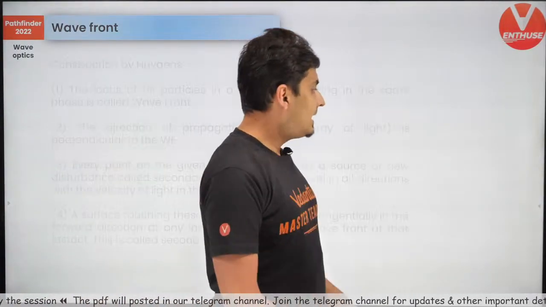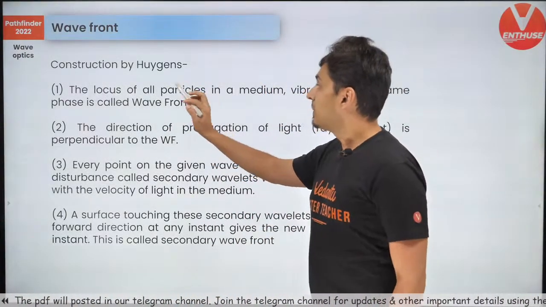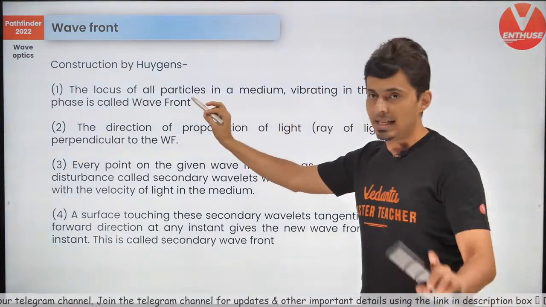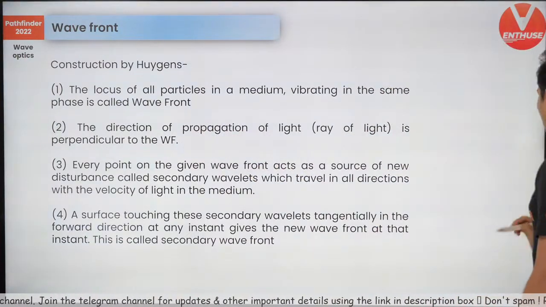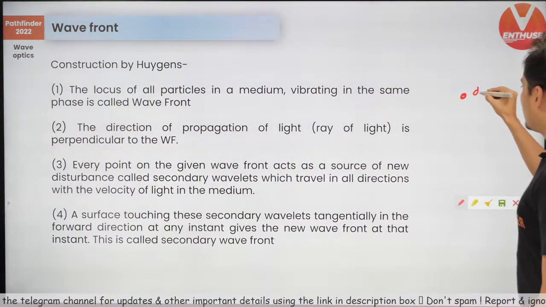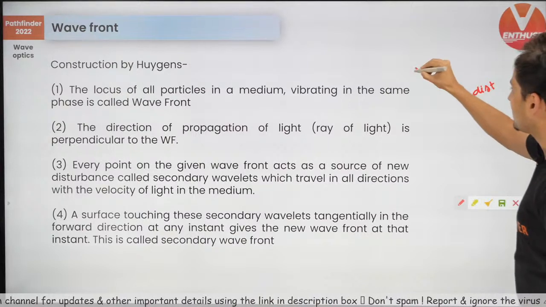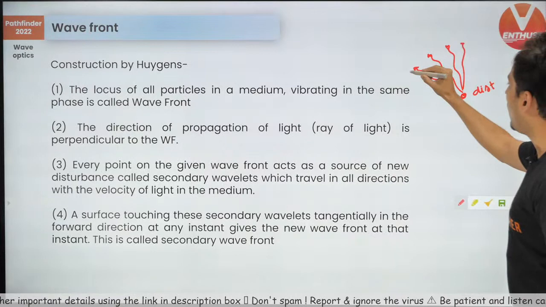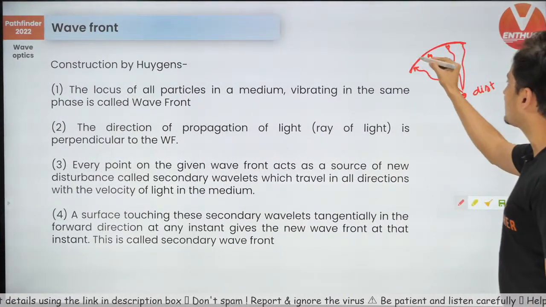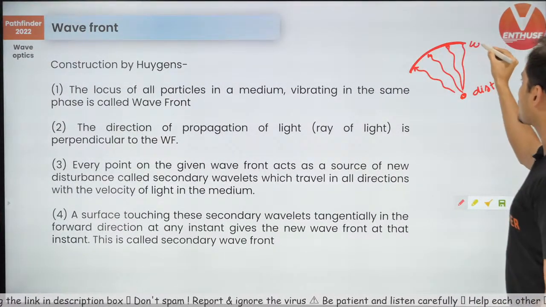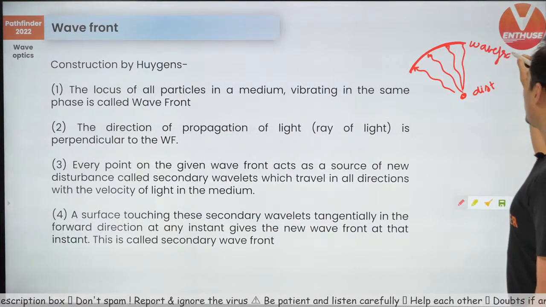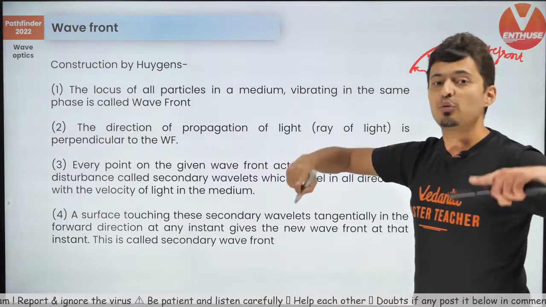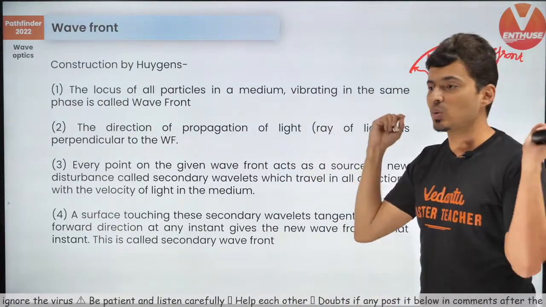Now, this is what Huygens also said. He said that the locus of all the particles of a medium vibrating in the same phase is called a wavefront. That means, for example, I create a disturbance. This disturbance reaches here, here, here and here together. All these points, the disturbance reaches together. This is called a wavefront. It's the locus of all the points which are in the same phase where the disturbance reaches together.